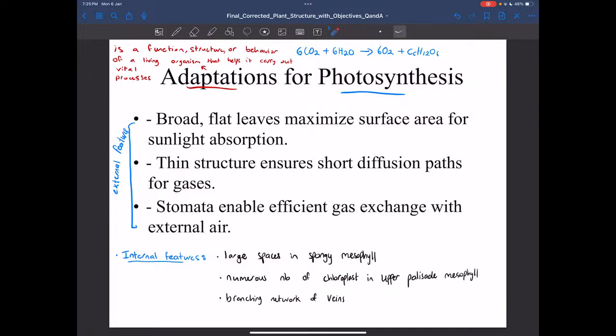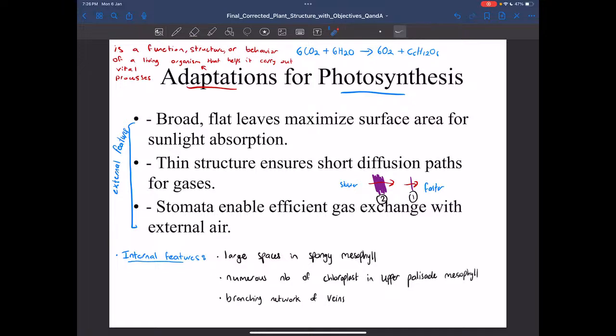If they were thick, so I'll always give this example. Let's say we had a thick layer and a thin layer. For a gas to diffuse this way and this way, say this is path 1 and this is path 2, it will diffuse through path 1 in a faster way, while for it to diffuse through path 2, it will take more time. So it will be slower because it is thicker. So that's why they have thin structures, to ensure the short diffusion path. And they also have stomata, which enable efficient gas exchange with external air.